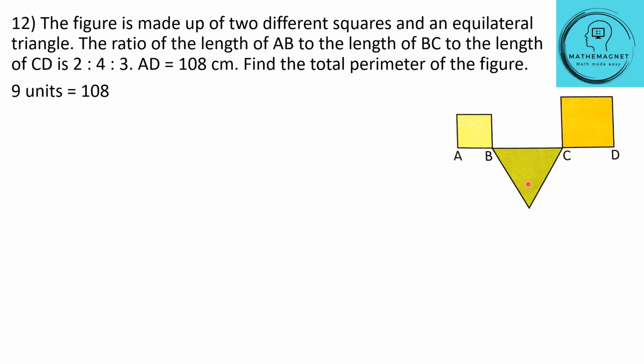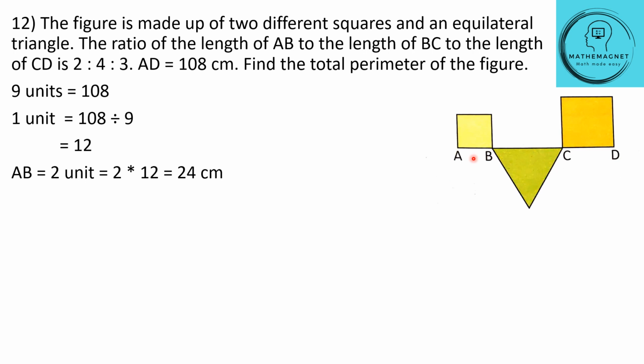So totally there are 9 units, that is 2 plus 4 plus 3, that is 2 units plus 4 units plus 3 units is 9 units. This 9 units is equal to 108 centimeters. So 1 unit will be 108 divided by 9, which is equal to 12. Now we know 1 unit is 12, but we also know AB is 2 units. So which means AB will be 2 into 12, which is 24 centimeters.